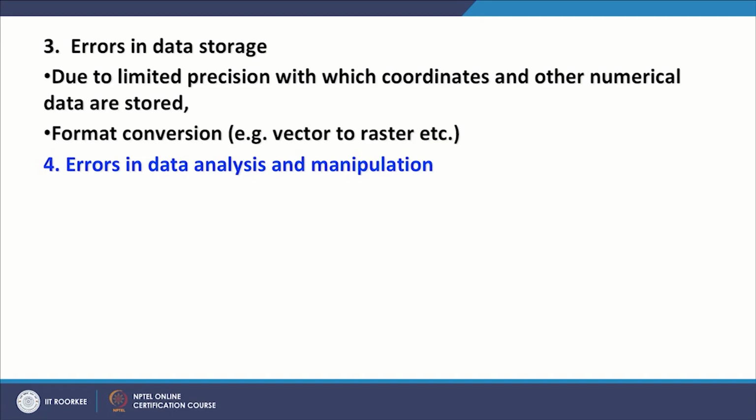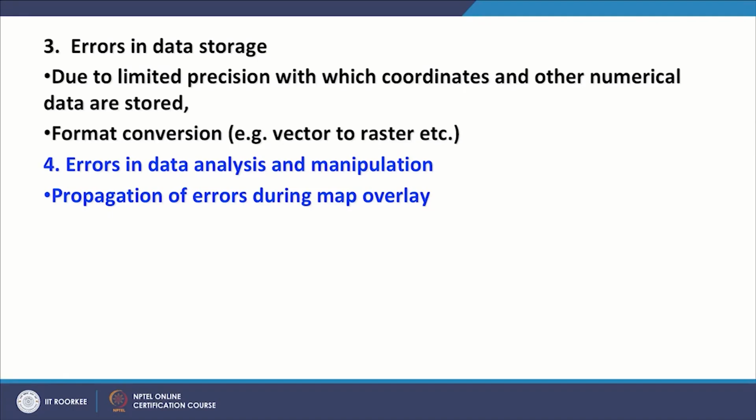Now, the fourth source of errors is during data analysis and manipulation. When we are doing analysis, if we are not careful, we may introduce errors in our results. For example, propagation of errors during map overlay: when you overlay multiple vector polygon maps, the resulting map may have hundreds of polygons, and if something is wrong in one of the input maps, the error will propagate into my output map.